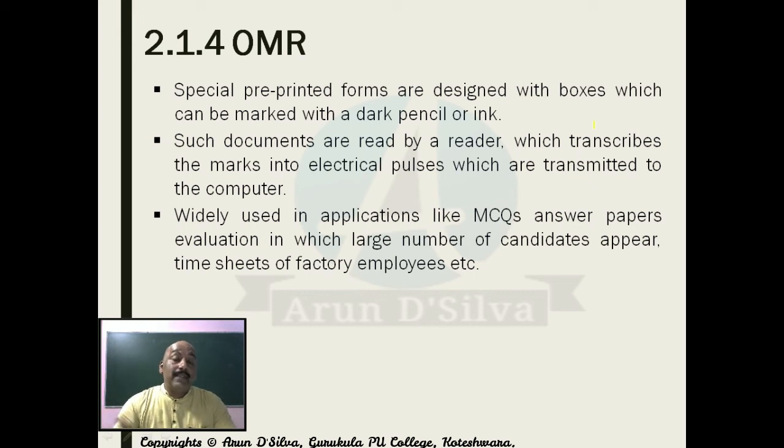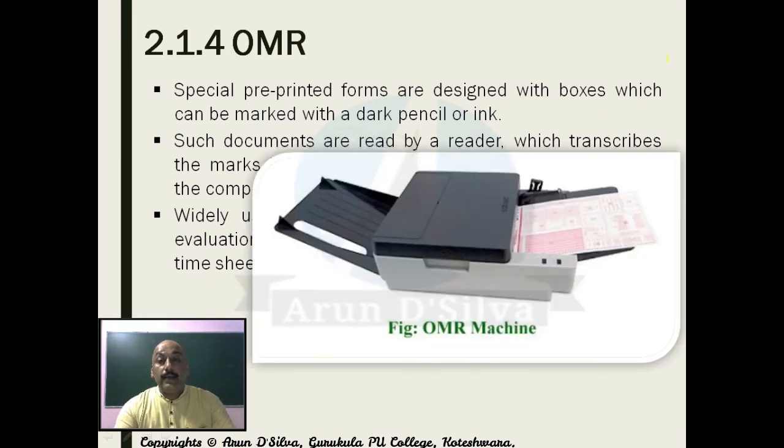The computer scans the OMR. As soon as it scans, results will be generated. Just to give an idea, this is an OMR machine. Here the forms will be there. These are the forms you are feeding, and this machine reads that, and the forms will come out. And whatever you shaded will be converted to an electrical pulse.